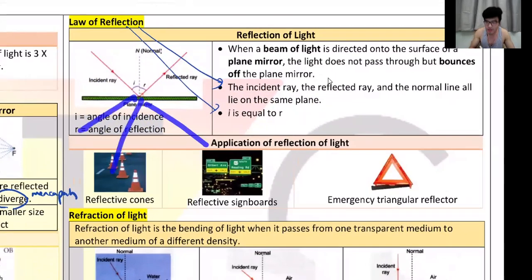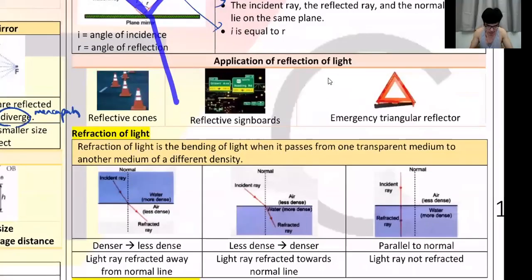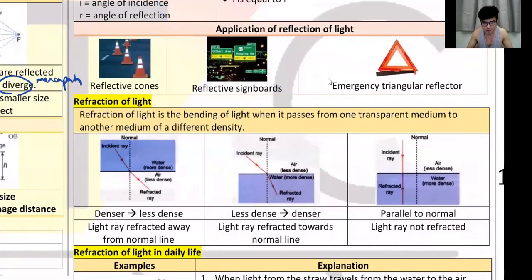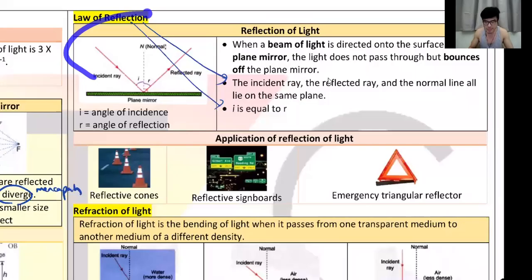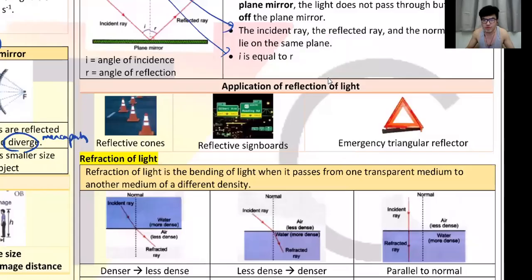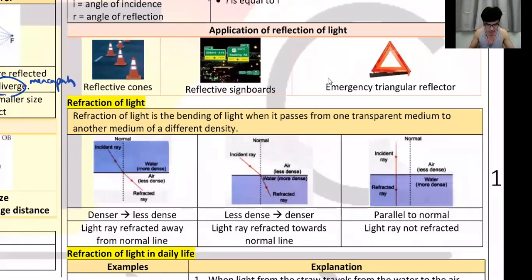No, they are all on the same plane. They are all on the same side, because the mirror bounces it off. Unless you go here, that's a refraction already. So they are all on the same side. Okay, so two laws of reflection. So where do we use reflection? You know this already. See this yourself. Your cone, your signboard, your reflector.